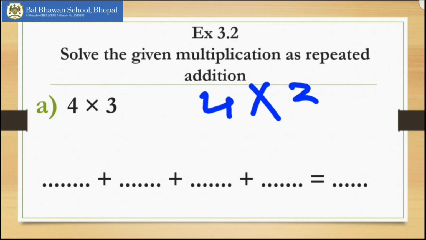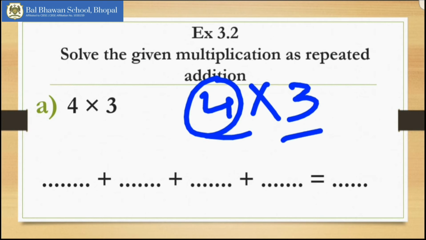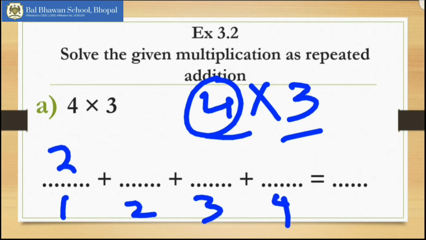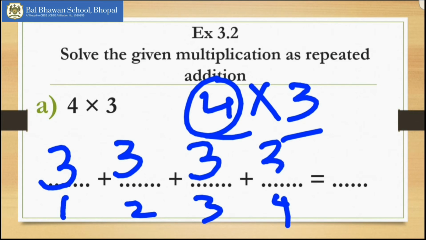4 into 3 is, children, so how many groups are there? 4 groups. And in each group, how many are there? 3 are there. Okay, so children, you can count here, 4 groups are there, 4 blanks are given, 1, 2, 3, 4, and in each group, how many are there? 3. So 3 plus 3 plus 3 plus 3.